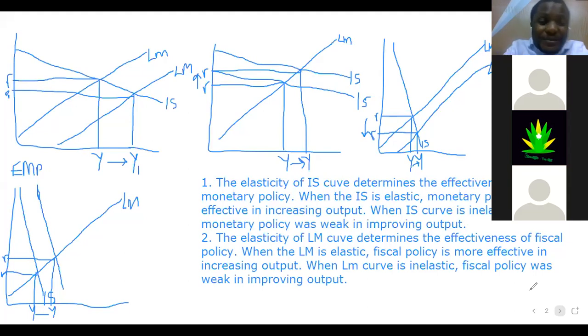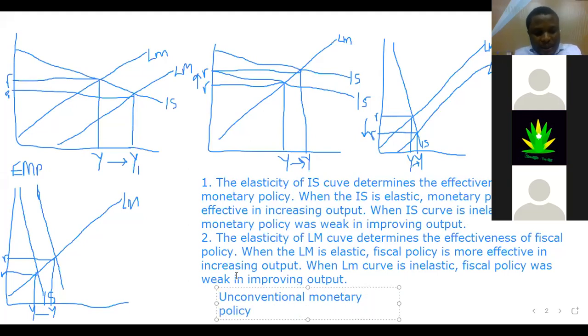And that is the reason people are beginning to talk about unconventional monetary policy. People now talk about it. That is, people do not want to follow the normal policy strategy we know. Let's go unconventional, because people are no longer responding, and this is very common in developing economies.